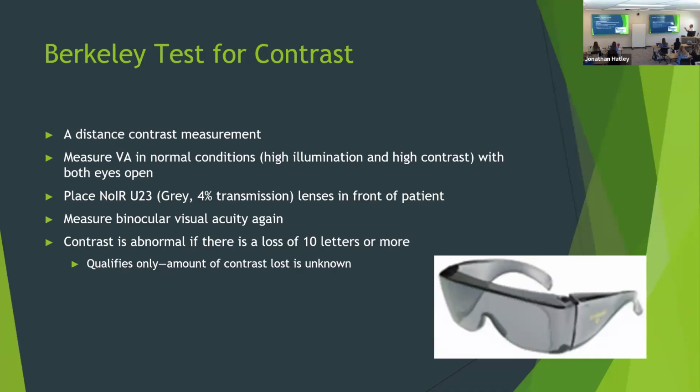So we'll talk about the Berkeley test for contrast. This one utilizes filters instead of a chart in order to measure contrast acuity. You put a 100% contrast chart in front of a patient, and then put 4% visible light transmission glasses on that patient. It effectively reduces the contrast, and you see how well they perform. If they lose 10 letters or more on the ETDRS chart, then you have abnormal contrast, and so you have some problem with the contrast. But this is an example, again, like the Colenbrander, of qualifying contrast loss, not giving us a specific amount of contrast that the patient has left.